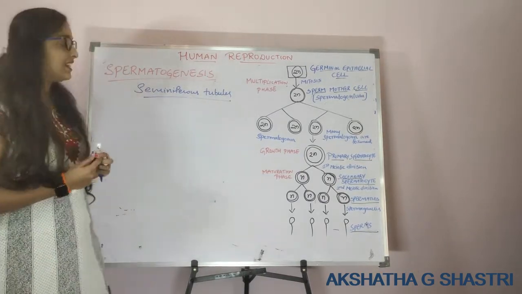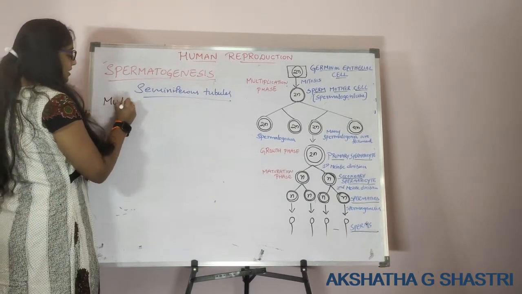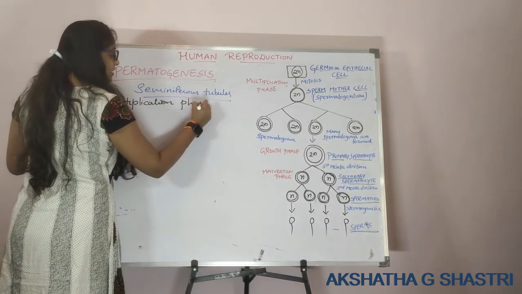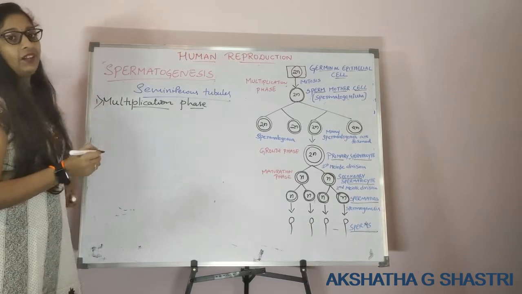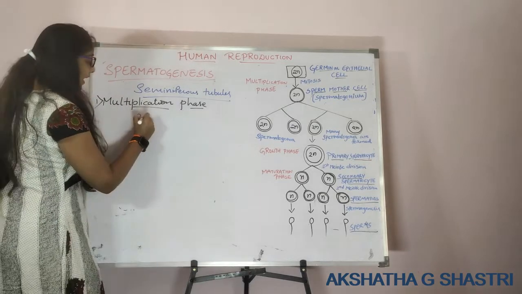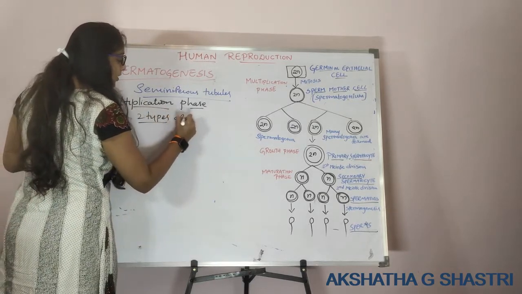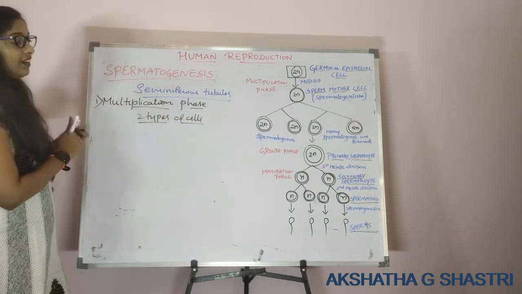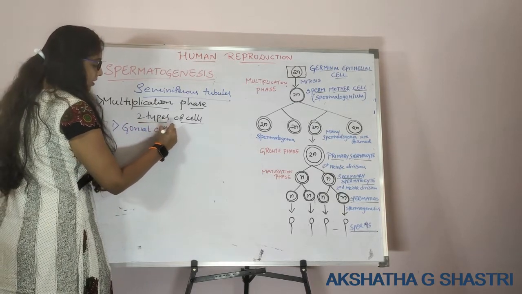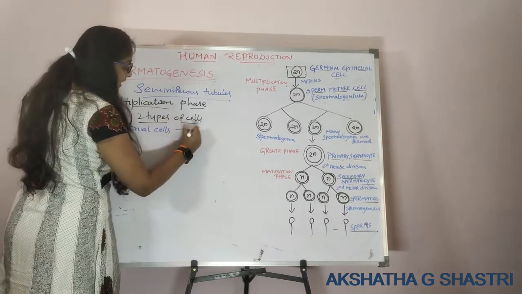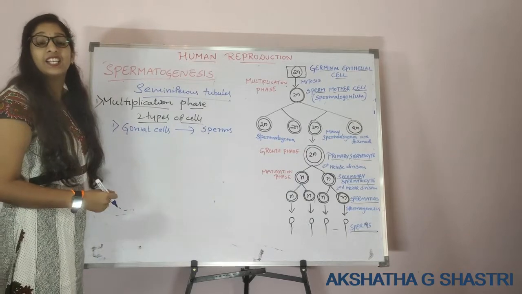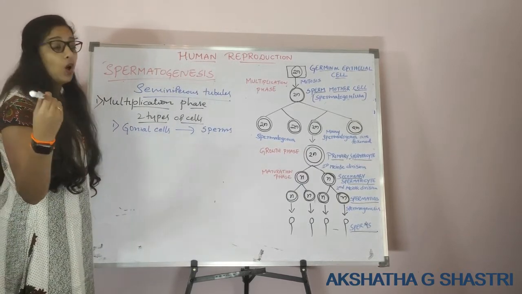These are the three phases which are involved in spermatogenesis. First, let us go for the multiplication phase. It's the first phase, so keep a note of it. The seminiferous tubule contains two types of cells. The first kind of cell is known as gonial cells. These gonial cells develop into sperms, and are also known as sperm mother cells or spermatogonium.